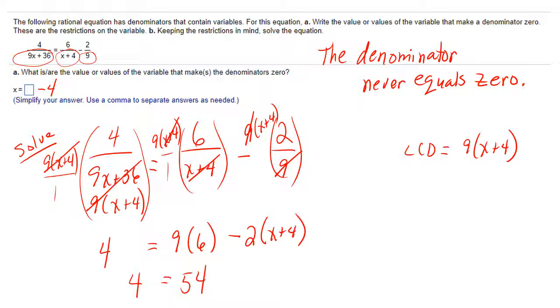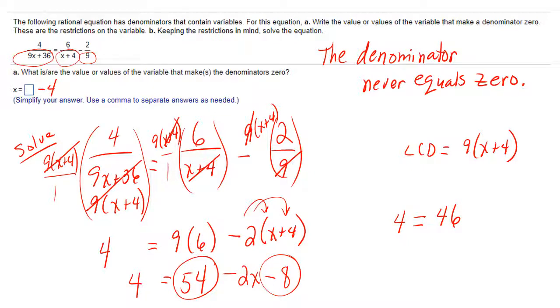I must distribute here. So I will have a negative 2x and multiply to get a negative 8. Be very careful with your signs. Now notice we have like terms, 54 minus 8. Well, 54 minus 8 is going to give me 46. And I have 46 minus 2x on the right.